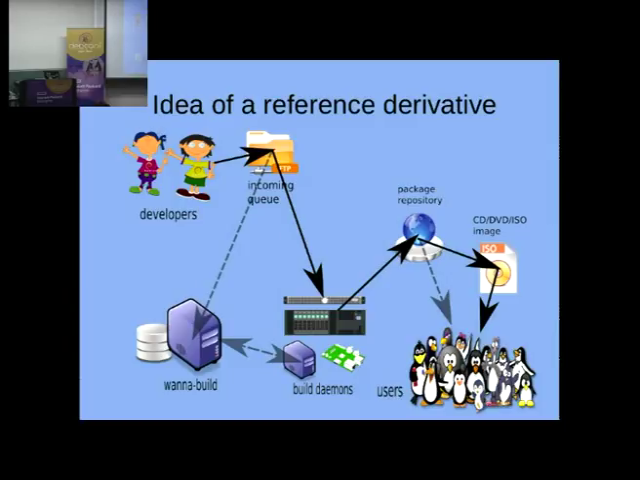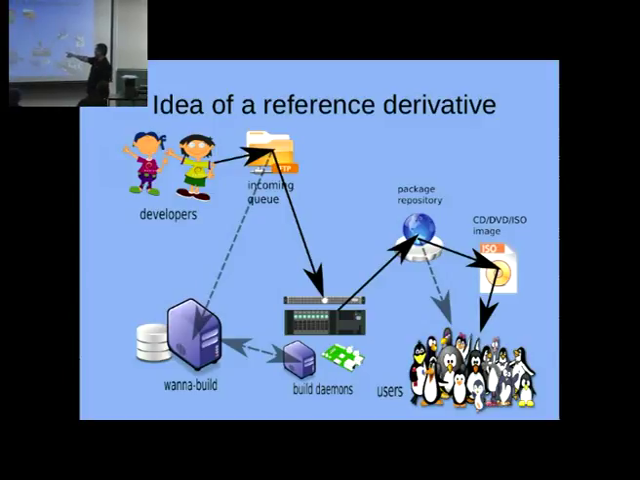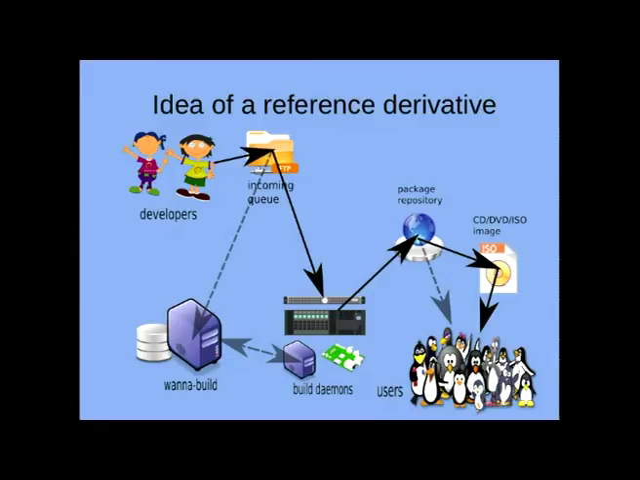It's called WannaBuild. It's a kind of scheduler that picks up the source package and sends those to the build daemons, and then it builds for many different architectures and does a lot of complex calculations. And once all the binary packages come from the source packages, those are installed in some package repository. And from that package repository, the users get updates, or you can create the images or installer media or whatever, and then we have a happy penguin user family.